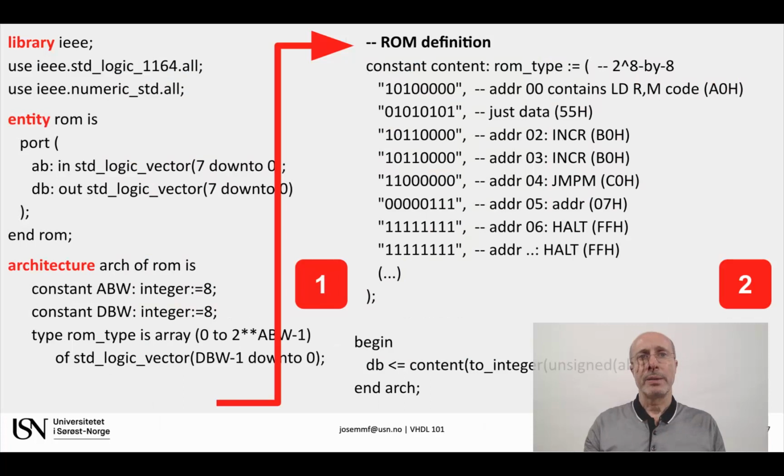You are familiar with the VHDL description of the CPU architecture, so we will skip that part in this presentation. What you see in this slide is the VHDL description of a ROM memory block containing the program code for the following sequence of instructions. Load the data register with 55 in hexadecimal, increment the data register, increment the data register, and jump to 07 and finally halt. Notice that this memory block was defined as an array of standard logic vector types.